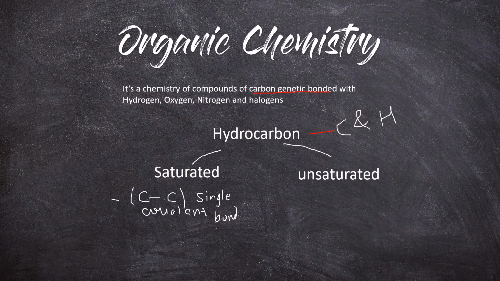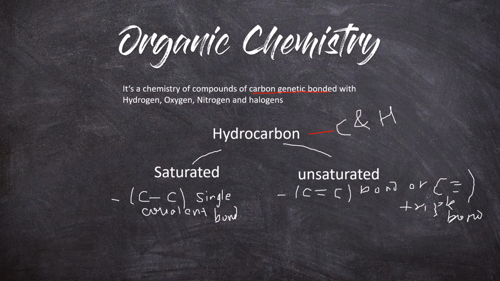And back to unsaturated. Unsaturated hydrocarbons have a double bond or a triple bond. This is a double bond, and this, C triple bond C, is a triple bond. We'll discuss this more clearly in the next part.